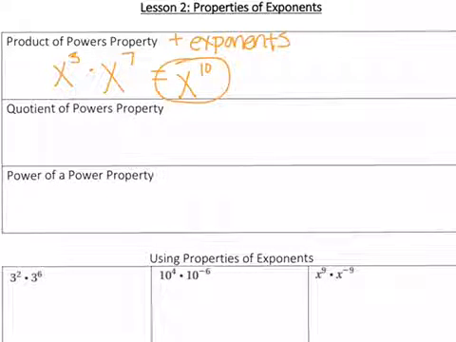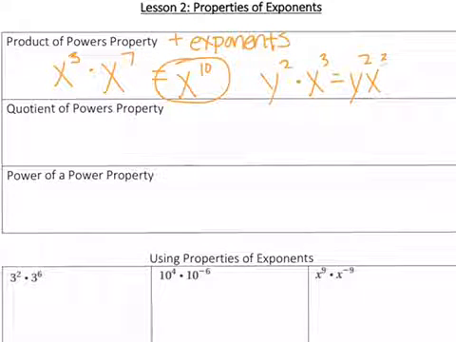And that is it. Now, if we had something like y to the second power times x to the third, since they do not have the same base, you would keep it as y to the second, x to the third, because they do not have the same base to combine them together. So that's the product of powers property.